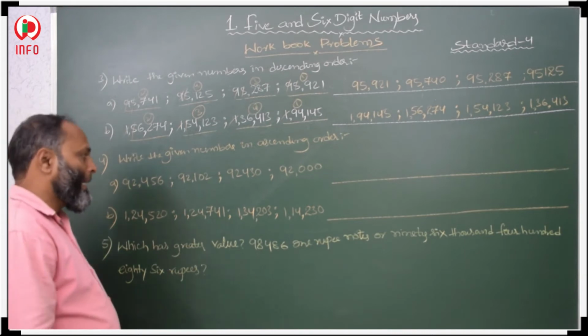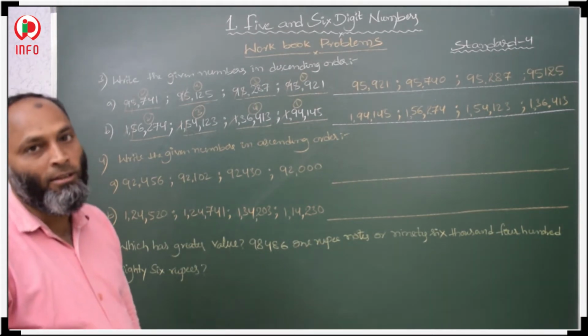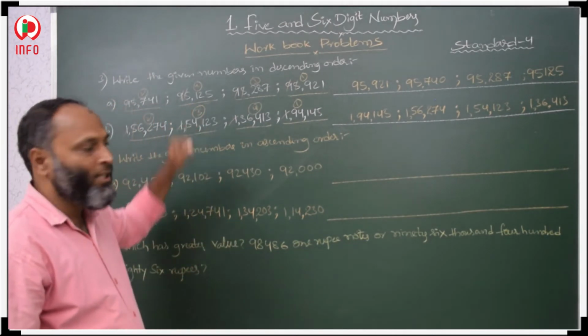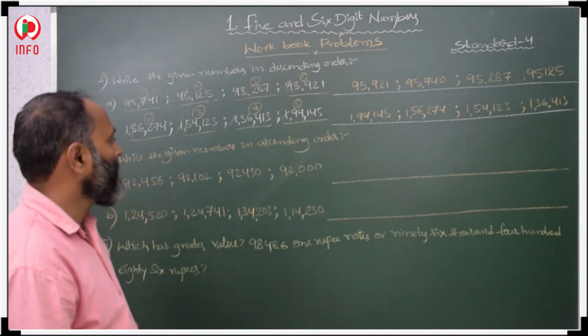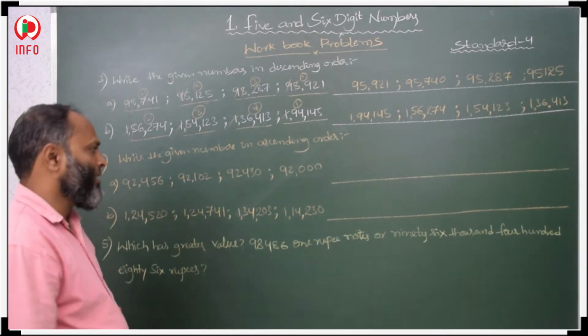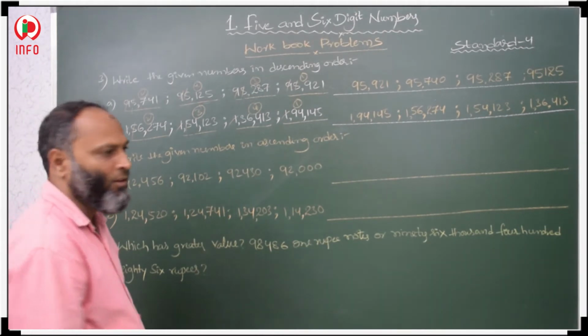Now ascending order. Ascending means increasing order. First we have to take the smaller one. So it is the reverse of this. Decreasing order is descending order, and increasing order is ascending order. Increasing means first we have to take a smaller number. First we have to count the number of digits.